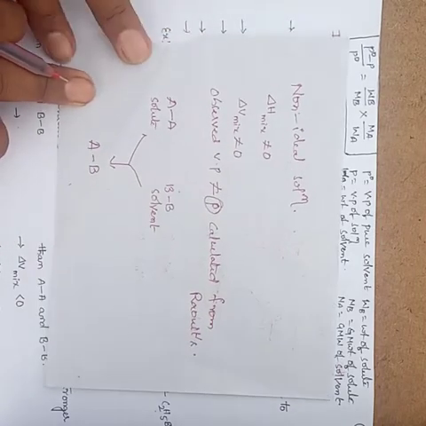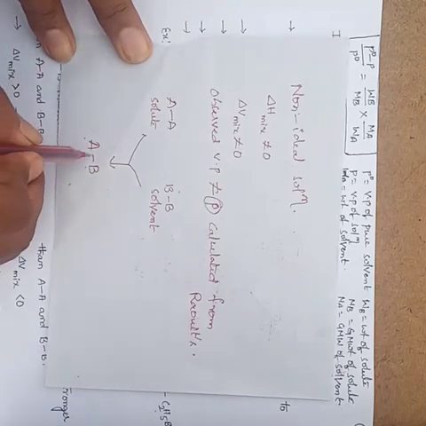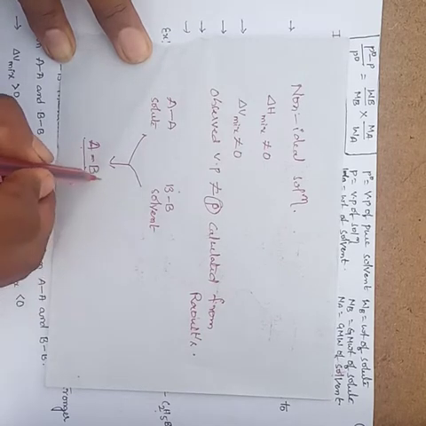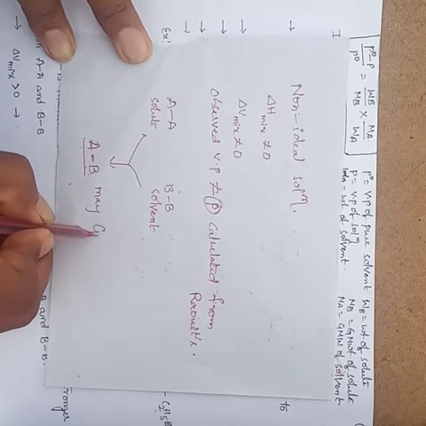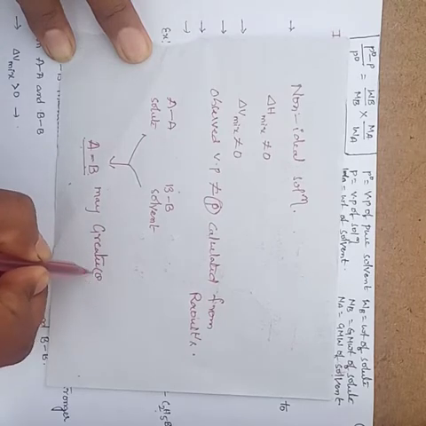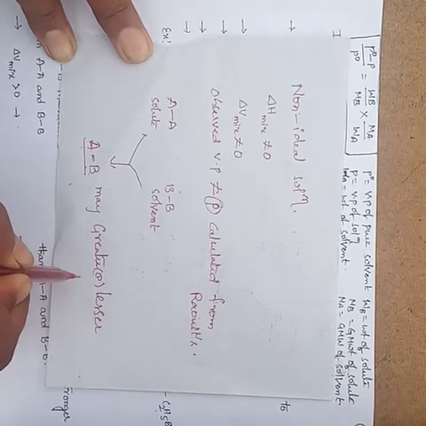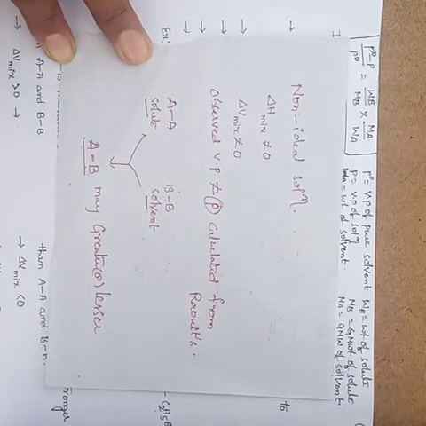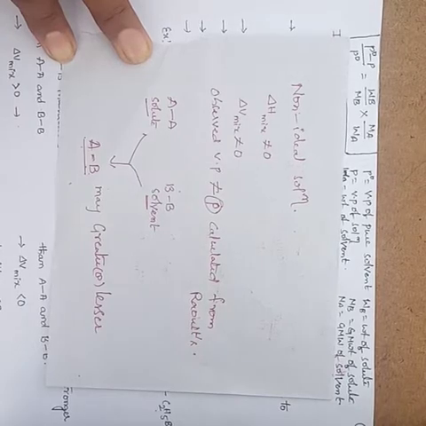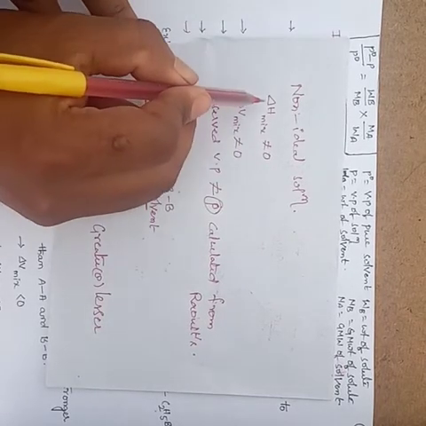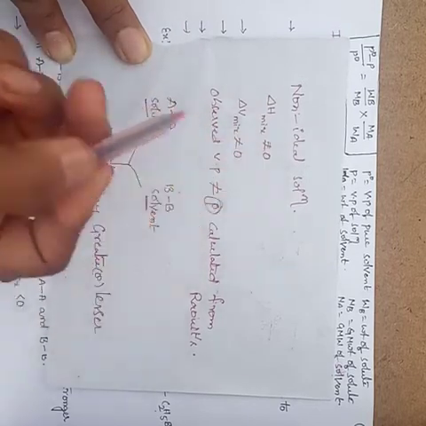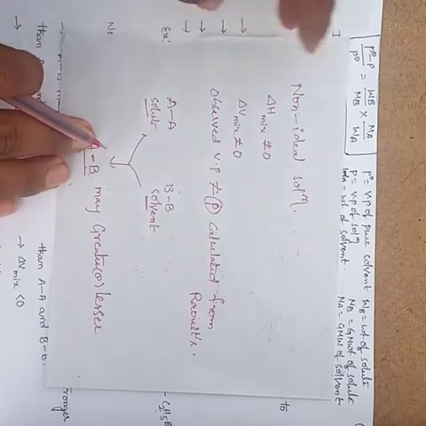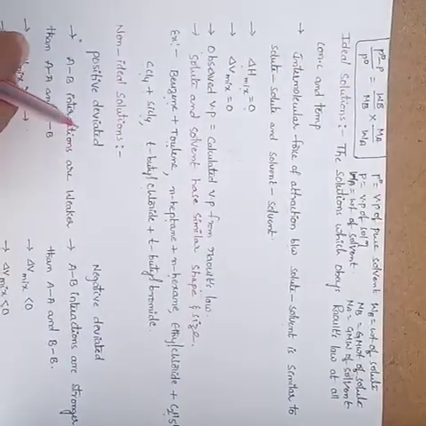So in an AB solution, between A and B some attractive forces are present. These attractive forces may be greater or lesser than A to A or B to B. Such types of solutions are known as non-ideal solutions. The change in enthalpy of mixture does not equal 0, and the change in volume also does not equal 0. So this is about the non-ideal solutions.